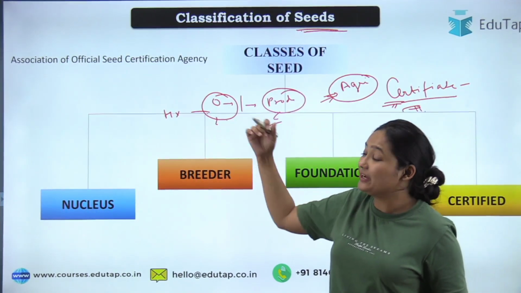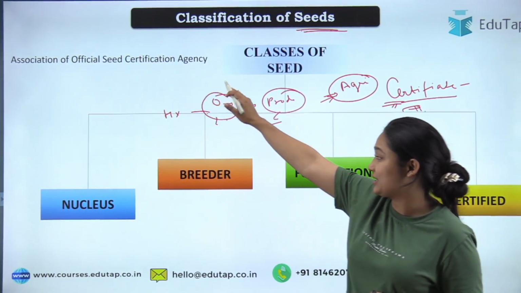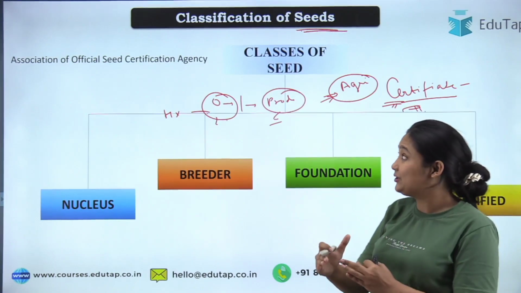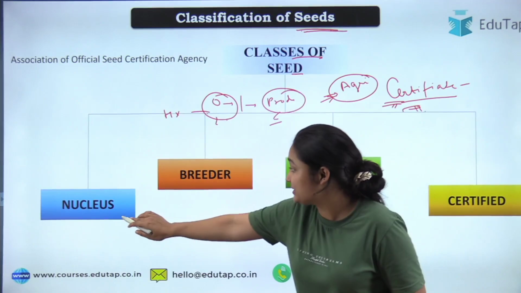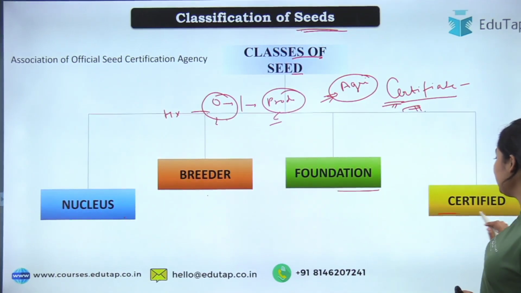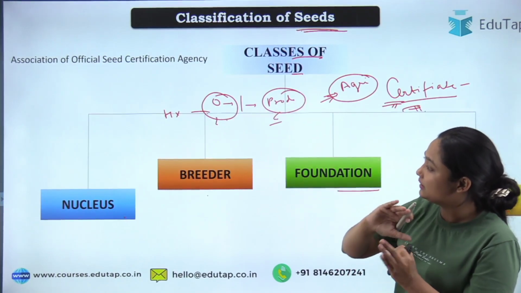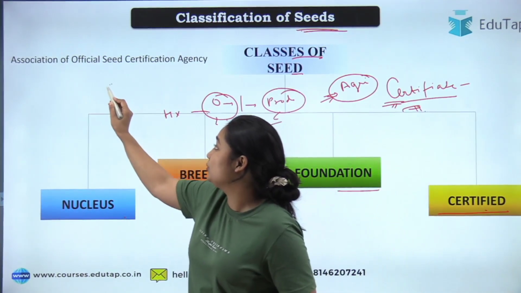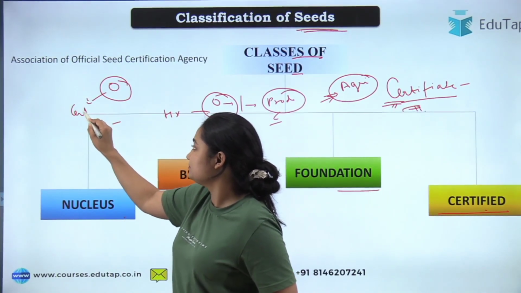Now that is out of the way. Who gives this certificate? This is given by the Association of Official Seed Certification Agency. And according to them, the seed classes are divided into 4 types. These are nucleus seed, breeder seed, foundation seed, and certified seed. There is no hard maths or anything here. The thing you have to understand is we need good quality of seed, and for that we have certification.